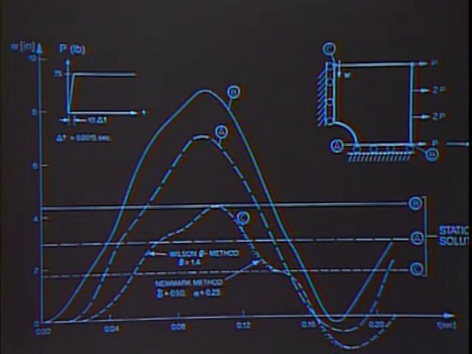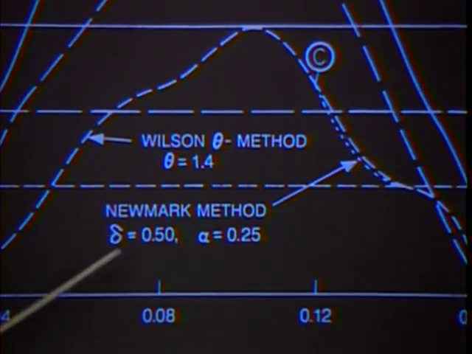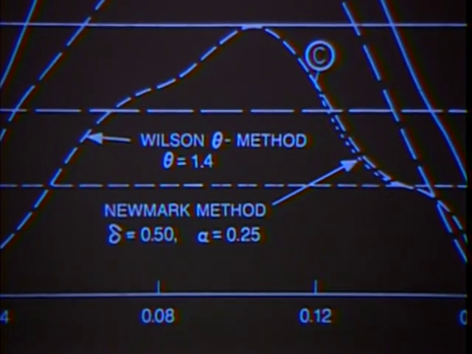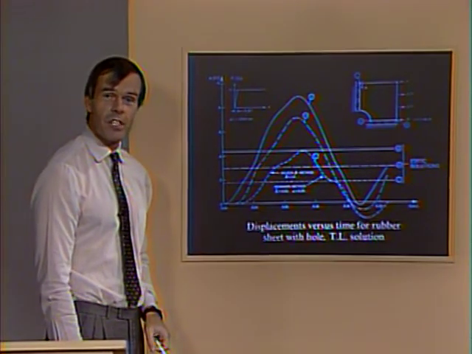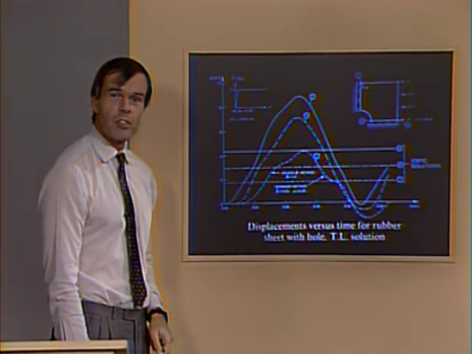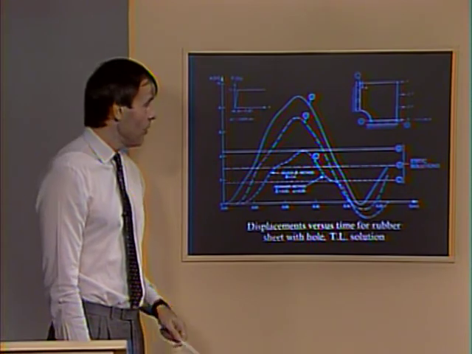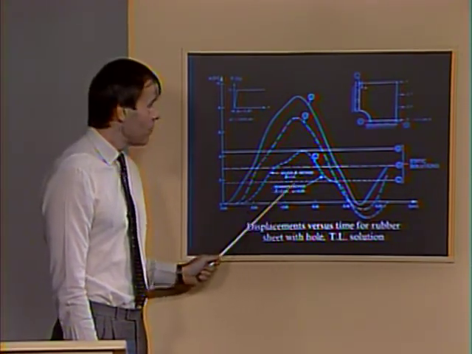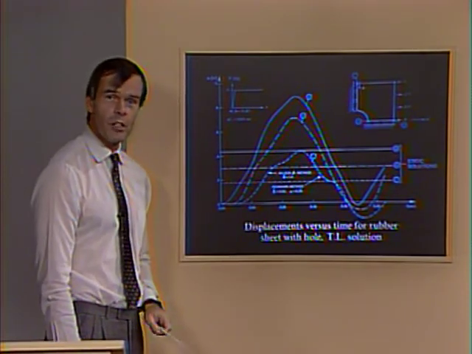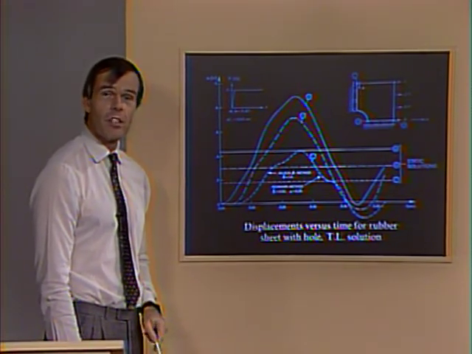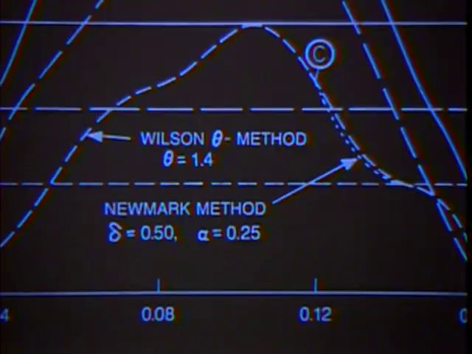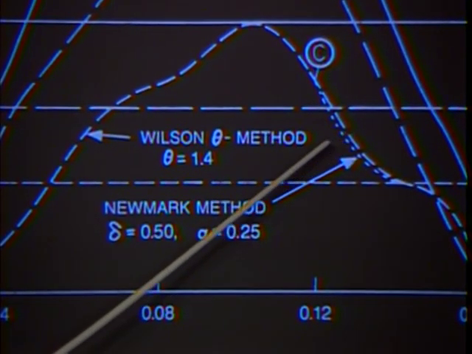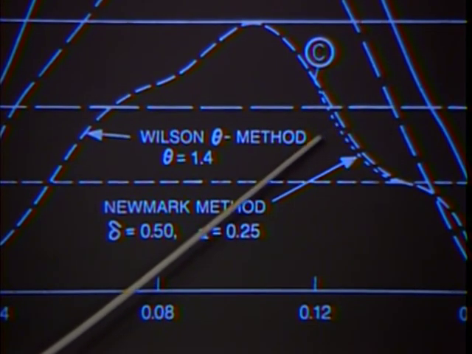In this particular analysis, we used first the Newmark method with delta equal to 1/2 and alpha equal to 1/4. In fact, that is nothing else than the trapezoidal rule, which we discussed in an earlier lecture. We also performed the analysis once with the Wilson-Theta method, theta being 1.4. This method we did not discuss in the earlier lecture, but it is described in the textbook. Notice that the results obtained using the Newmark method and the Wilson-Theta method are really very close to each other.